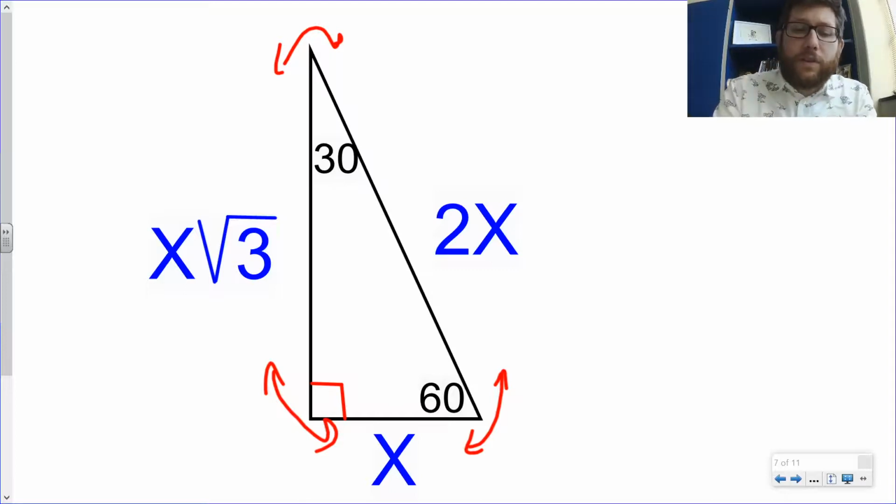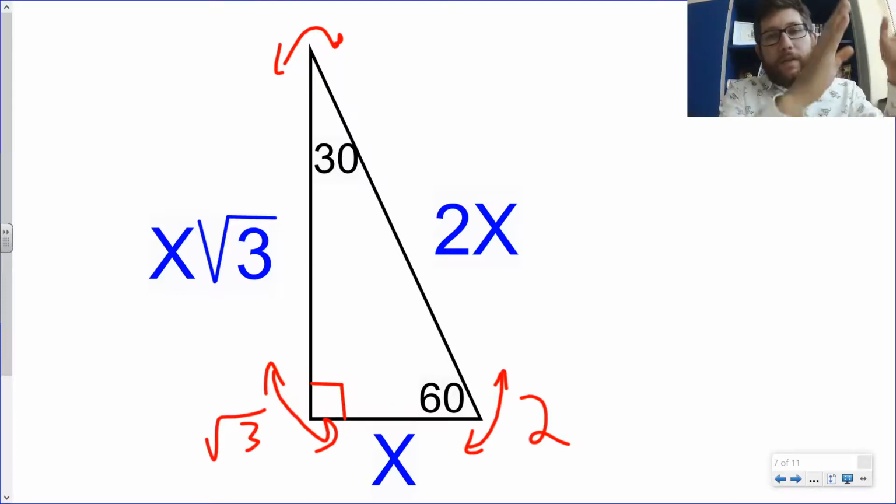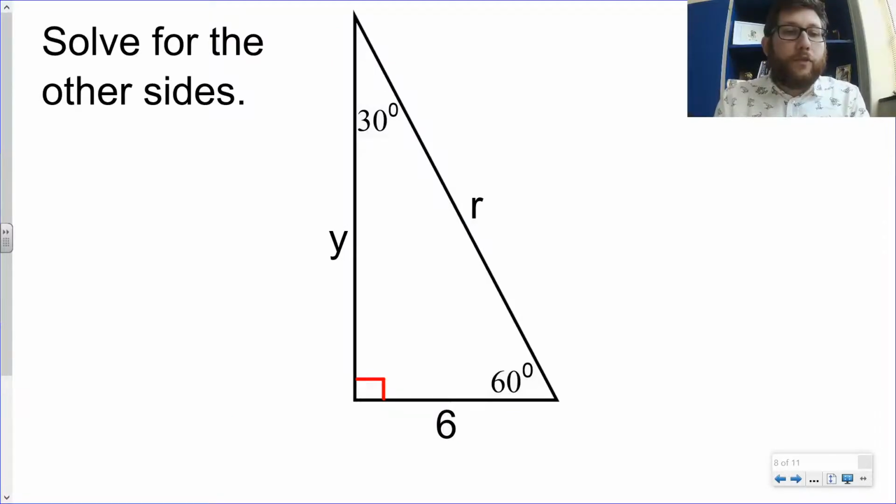So notice with 2, with the shortest leg to the hypotenuse, we're going to multiply or divide by 2. If it's getting bigger, I'm going to multiply by 2. If it's getting smaller, I'm going to divide by 2. Same with root 3. If it's getting bigger, I'm going to multiply by root 3. If it's smaller, I'm going to divide by root 3. So let's solve a couple problems here.